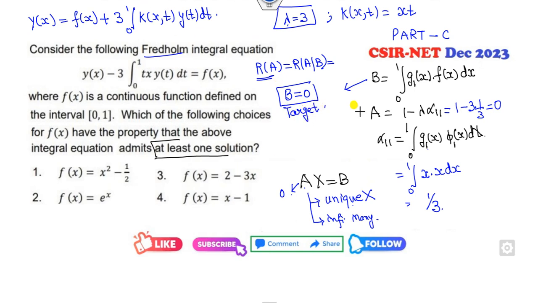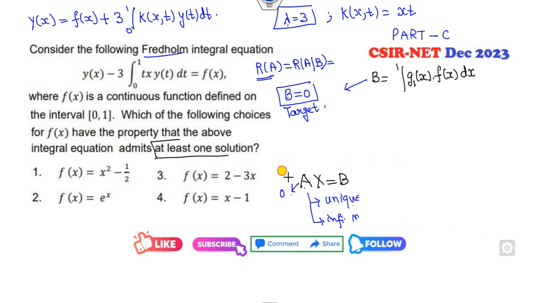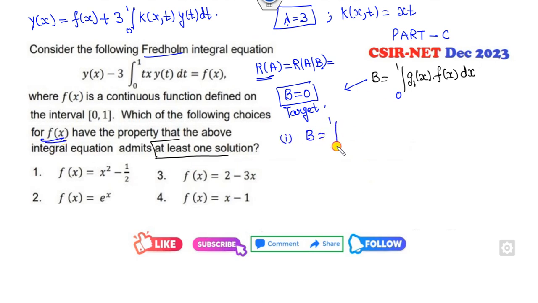Fine. Now that's over. Now look at the options and you can substitute to check what is satisfied. Which of the following is the value of f(x)? Now look at the first option. I can find the value of b. Check whether it's 0 or not. What is the g1? It is x into x square minus 1 over 2. What is the integration of this? It's x cube over 3 minus x square over 4, which is 0. So the first option is a correct option.